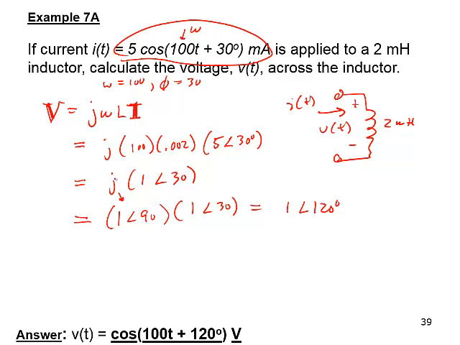So this step, again, is realizing that this j that we're multiplying this 1 angle 30 phasor by can be represented, in vector form, as a magnitude of 1 with an angle of 90 degrees. And this is our answer for the phasor voltage, which means that doing the inverse phasor transform, our v of t is just 1 times the cosine of omega t, which is 100t, plus 120 degrees.